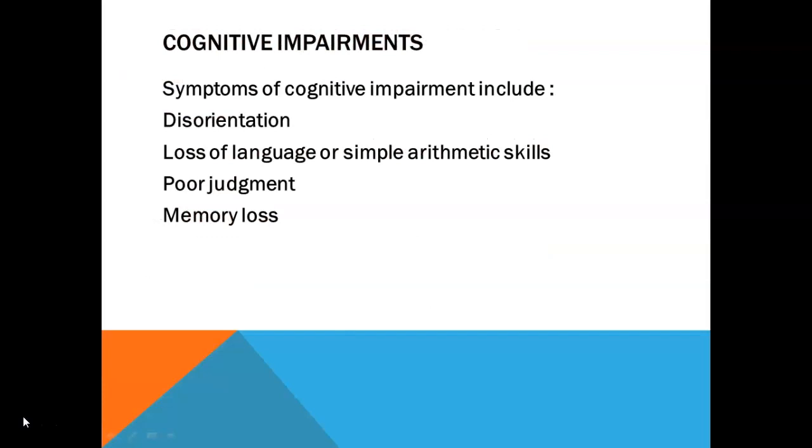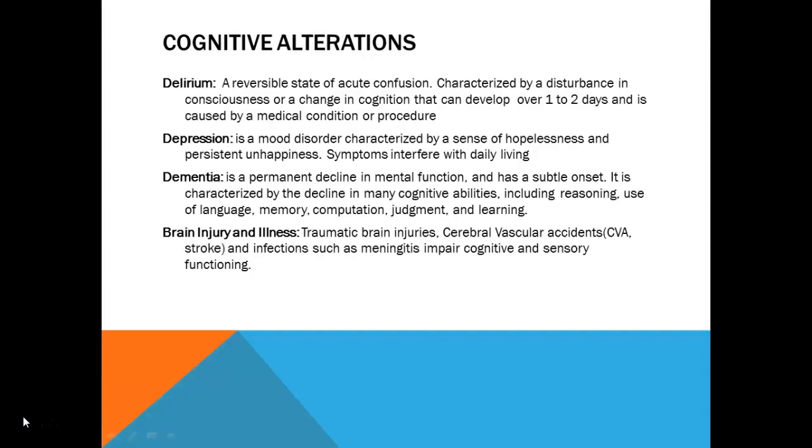Cognitive impairments. Symptoms of cognitive impairments include being disoriented, loss of language or simple arithmetic skills, poor judgment, and also memory loss. Some cognitive alterations, we're going to just touch on them briefly here. You'll learn more about them in more depth next semester.